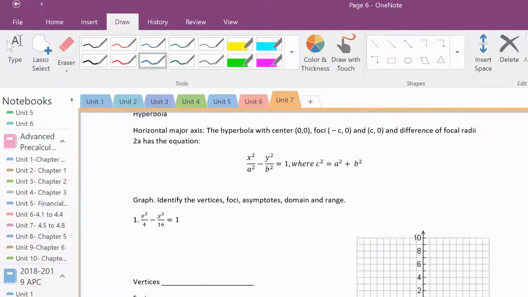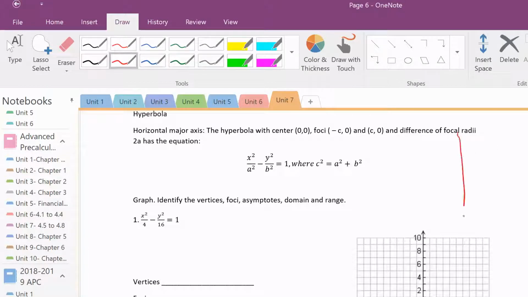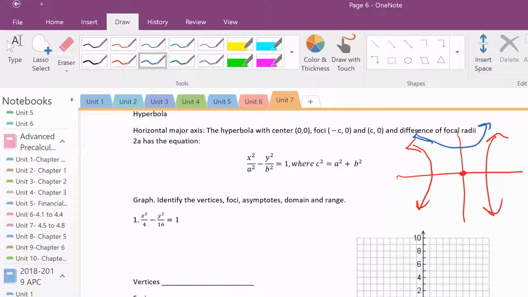A hyperbola is a conic section that is distinguished by having two parabolas opening away from a common point in the middle. You could either have them going horizontally like this, or the parabolas could go vertically like this. And they are equidistant from the center.